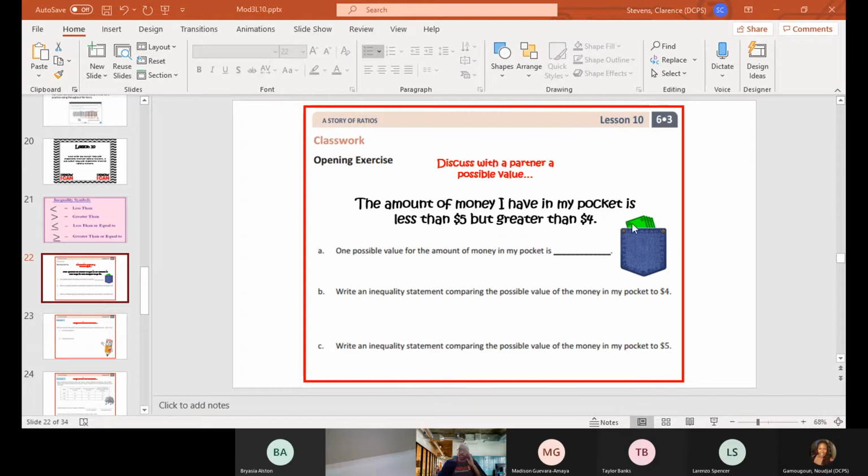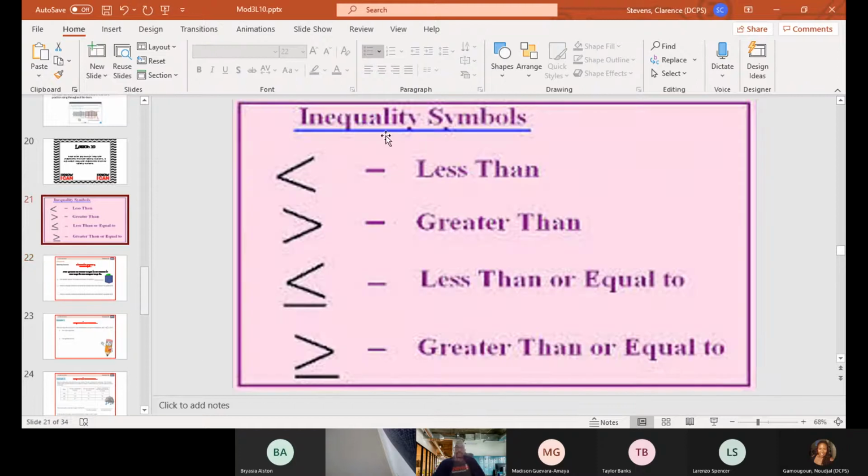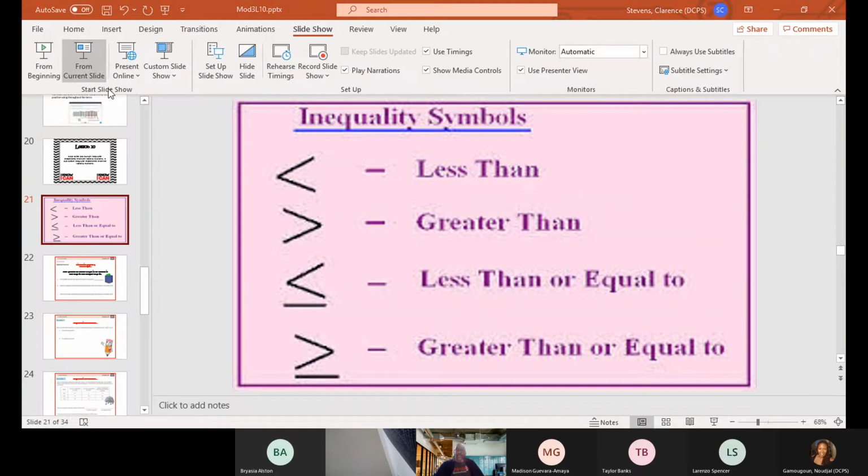Now, before I let you guys go, do you guys remember what the inequality symbols are? It's okay if you don't, we could go over it real fast. Do you guys remember about inequalities? Okay, so the inequality symbols are here. Less than, greater than, less than or equal to, greater than or equal to. We read inequalities from left to right.